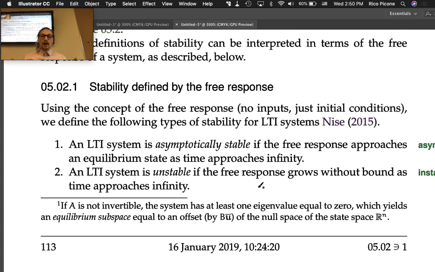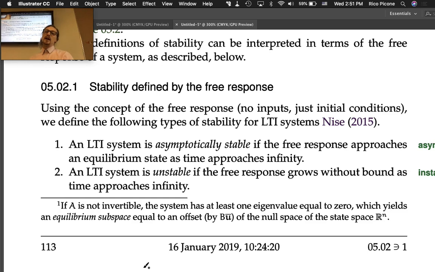Okay, good. Using the concept of free response, no inputs, just initial conditions, which we covered a minute ago, we define the following types of stability for LTI systems. So we're going to take those concepts from above and reinterpret them in terms of the free response, okay? So, 1, an LTI system is asymptotically stable if the free response approaches an equilibrium state as time approaches infinity. So there's an interpretation in terms of free response.